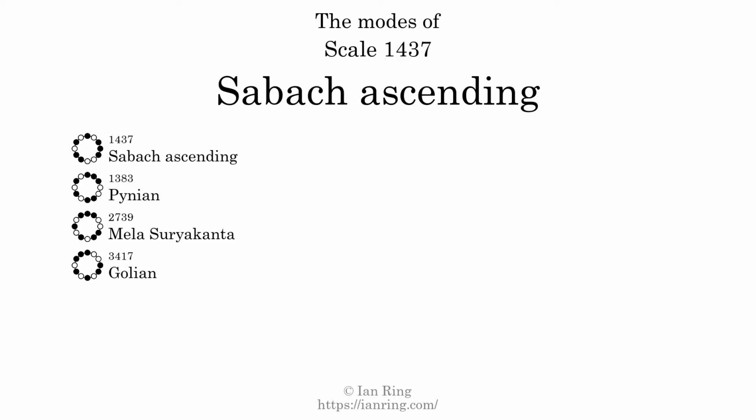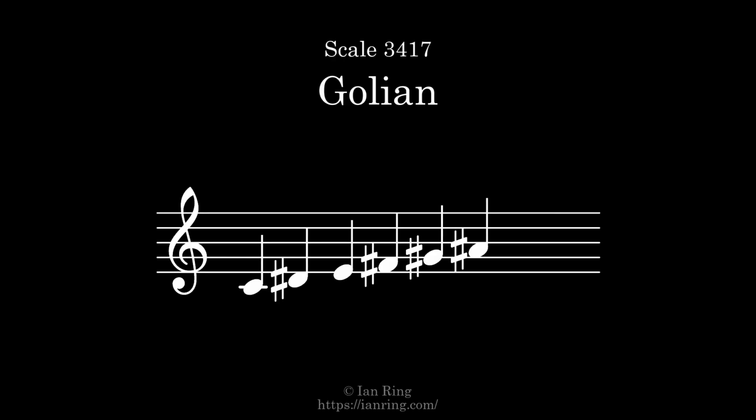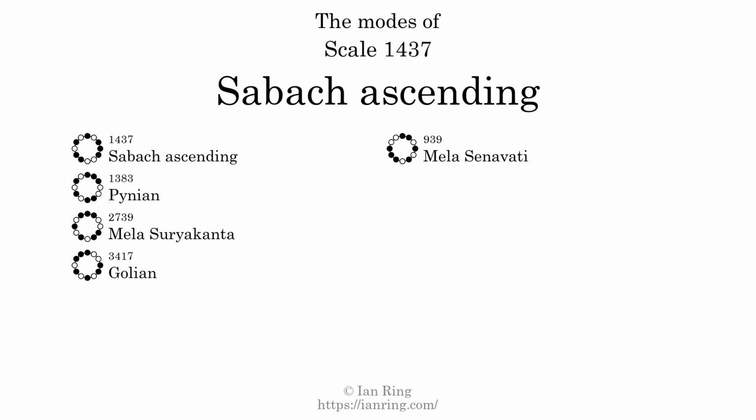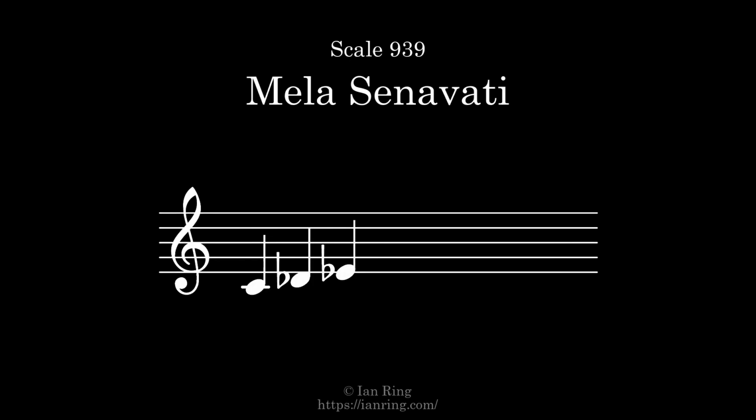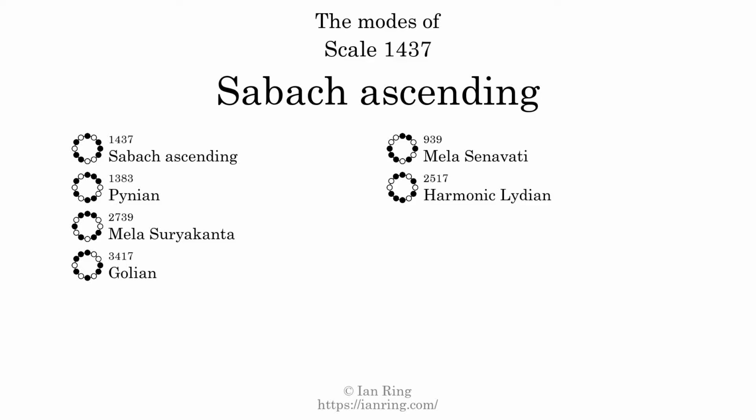The fourth mode is scale 3417, also known as Gaulian. It sounds like this. The fifth mode is scale 939, also known as Melissenavity. It sounds like this. The sixth mode is scale 2517. Also known as Harmonic Lydian. It sounds like this.